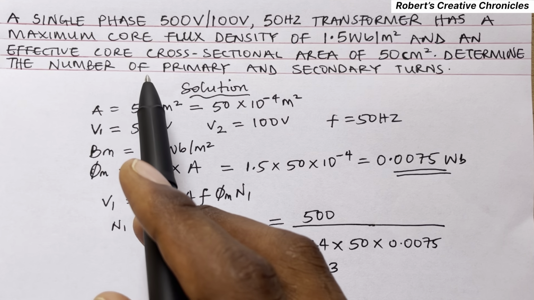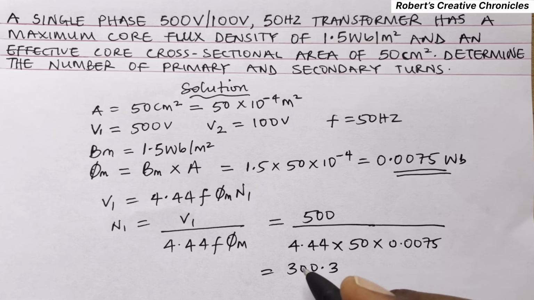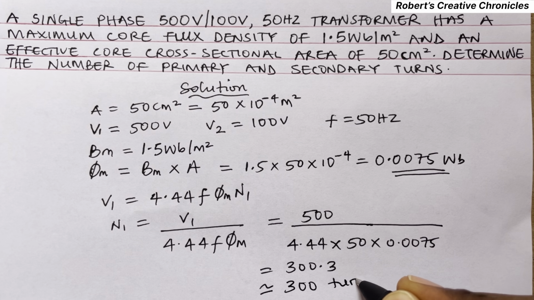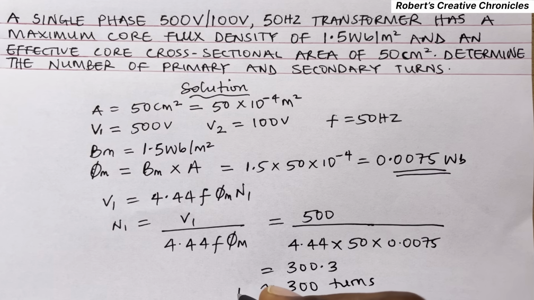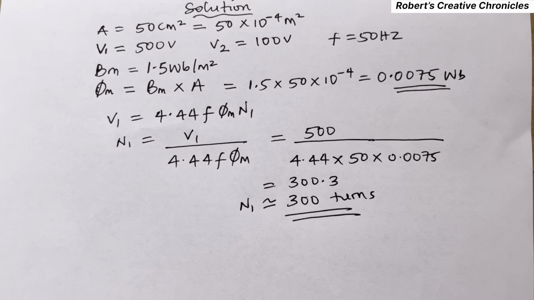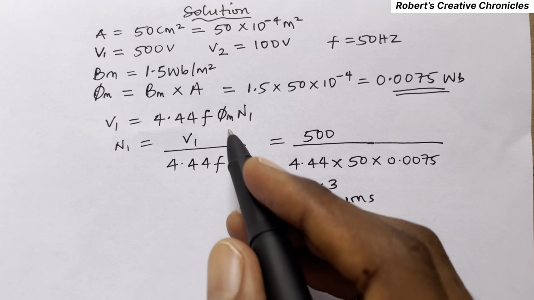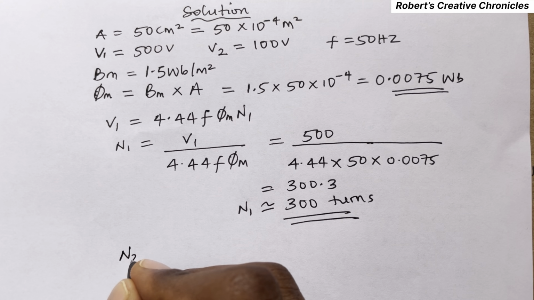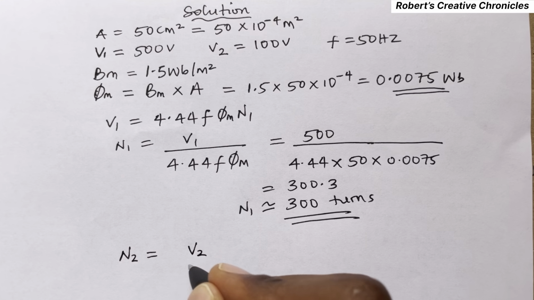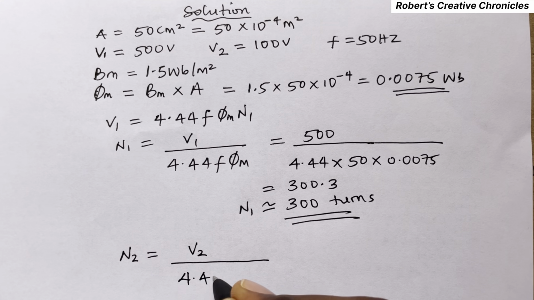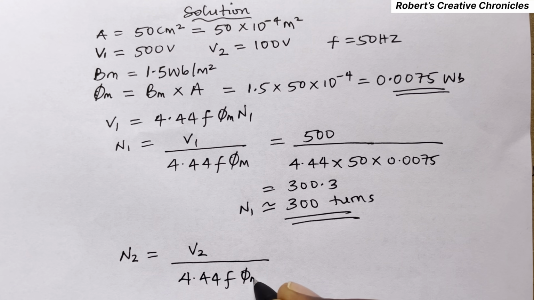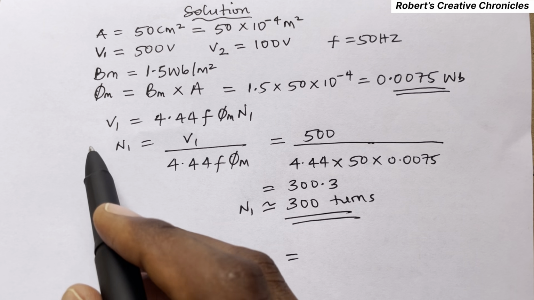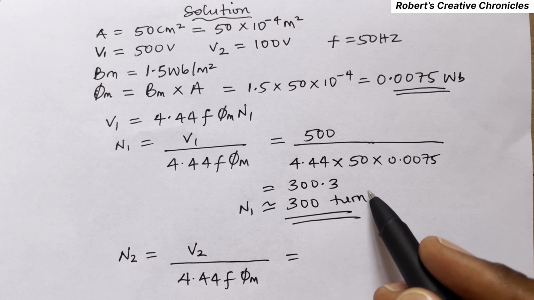So since we are finding number of turns, it has to be a whole number. So we'll approximately round this to 300 turns. So N1 is 300 turns. Then to find N2, we'll use the same formula, but with a little difference. N2 is now equal to V2 over 4.44. This is the number of secondary turns, and that was the number of primary turns. So the number of primary turns is 300 turns.